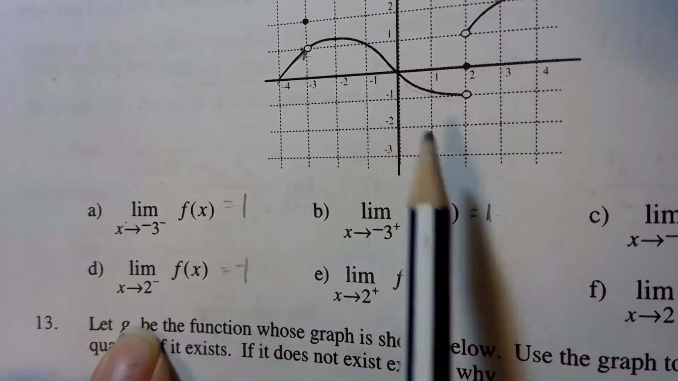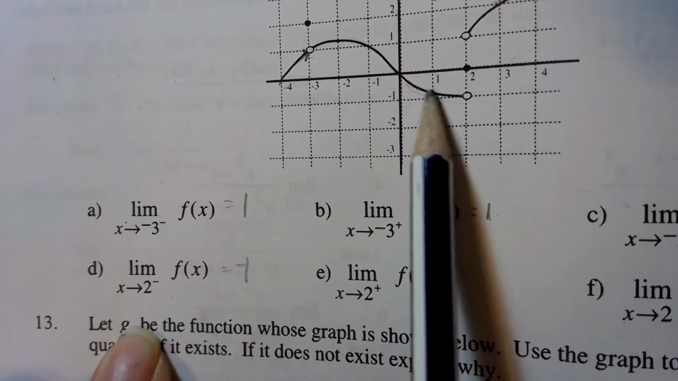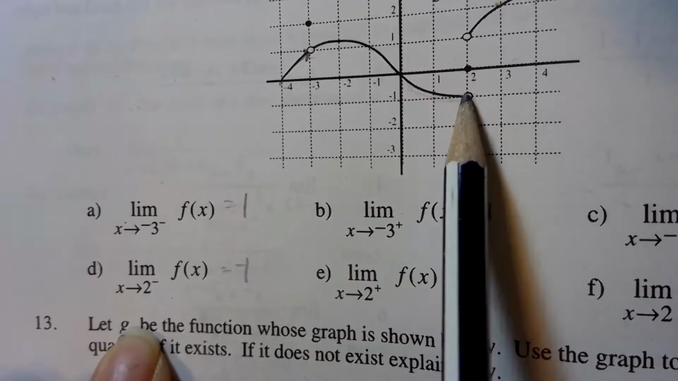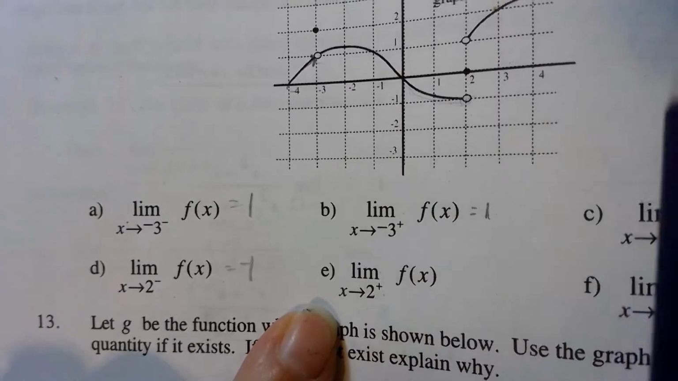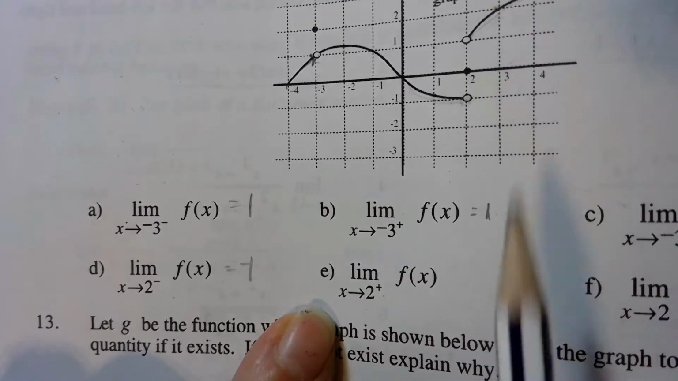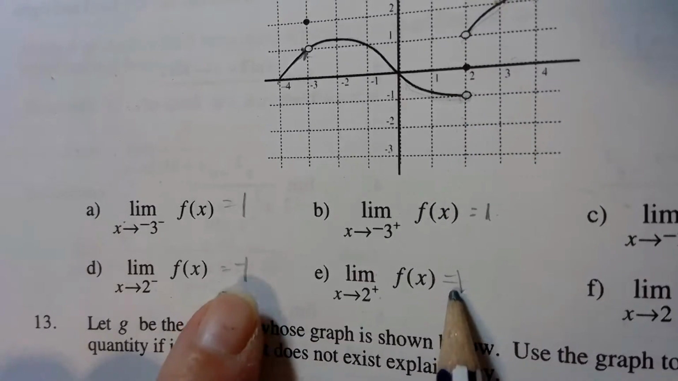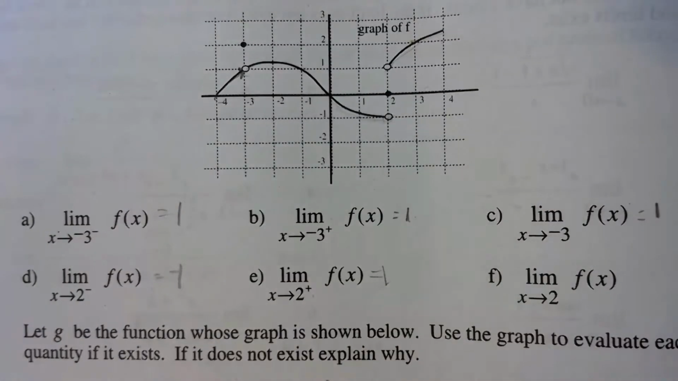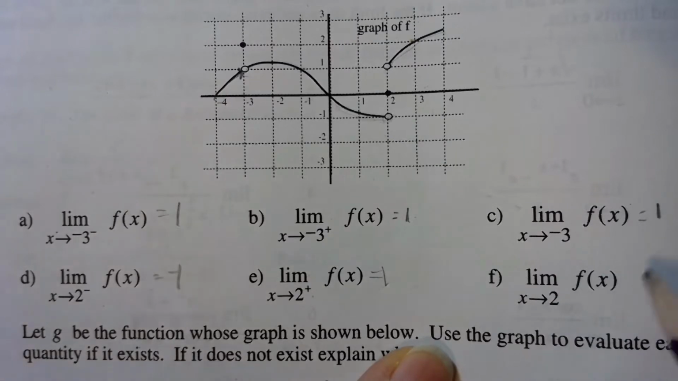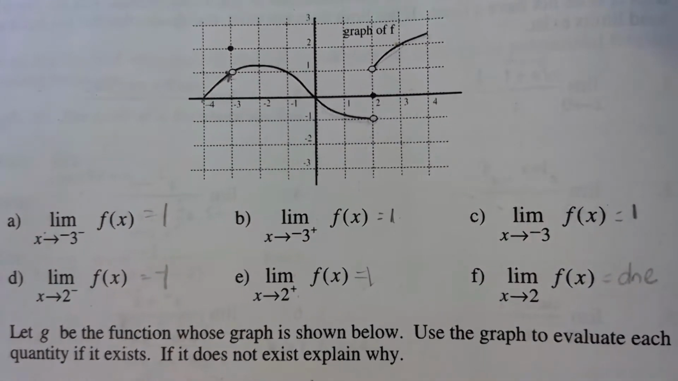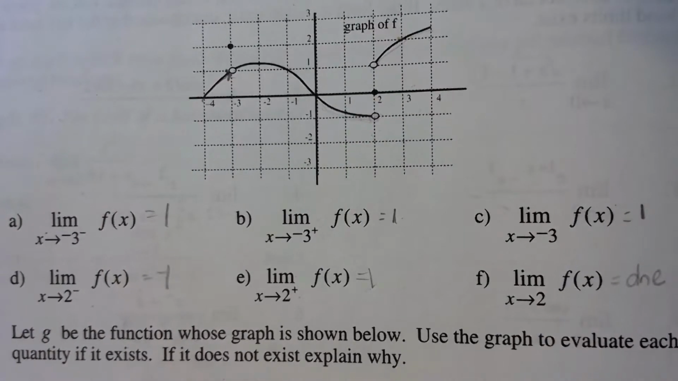As x approaches 2 from the left, the limit's -1. The height is -1, or it's tending toward -1. The limit as x approaches 2 from the right, though, is 1. So you see there's a break in the graph here, and the limits are different. So therefore, when they ask what's the limit as x approaches 2, you would have to say it does not exist. Okay? So that's really important.